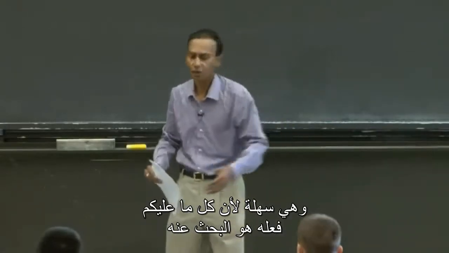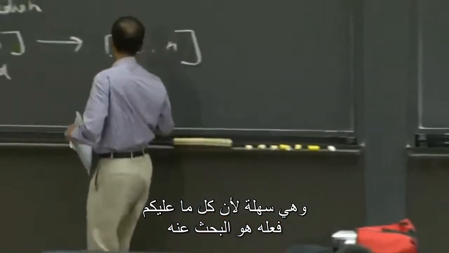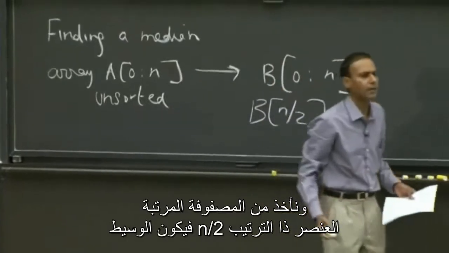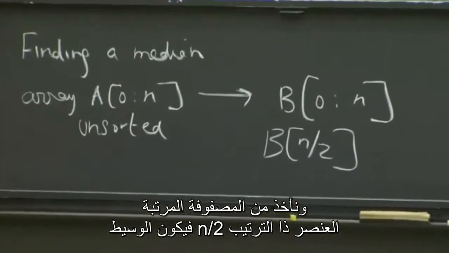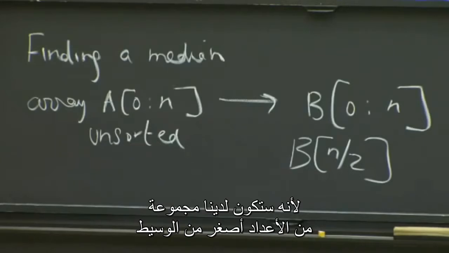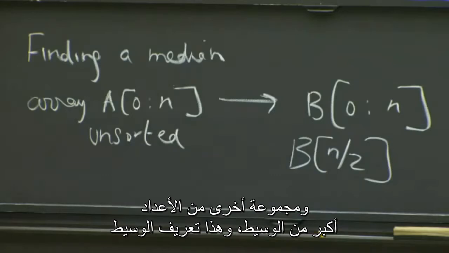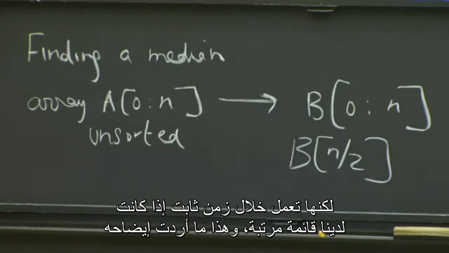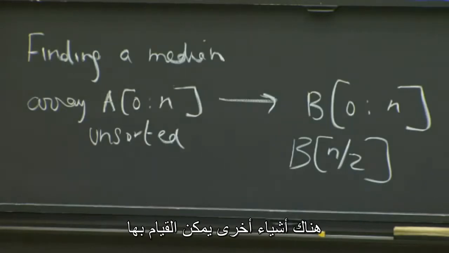Okay? And it's easy because all you have to do is look at, depending on whether n is odd or even, B[n/2], right? That would give you the median, because you'd have a bunch of numbers that are less than that, and an equal set of numbers that are greater than that, which is the definition of median. All right? So this is not necessarily the best way, as you pointed out, of finding the median, but it's constant time if you have a sorted list. All right? That's the point I wanted to make.